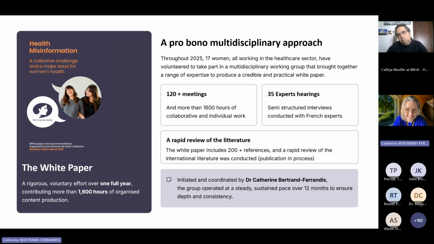So this is the cover that you can see on the left. It was done on an 11-month timeline with hearings from experts with rapid review of literature, international literature. It's more than 1,600 hours of work, and it's what I will present to you today. I just want to highlight that this is fully pro bono work. We worked on this throughout the year with 16 other women, and I want to thank them here again because it was lots of hours and work done. They followed me in this crazy story, and it's really nice. So let's speak about what we found.